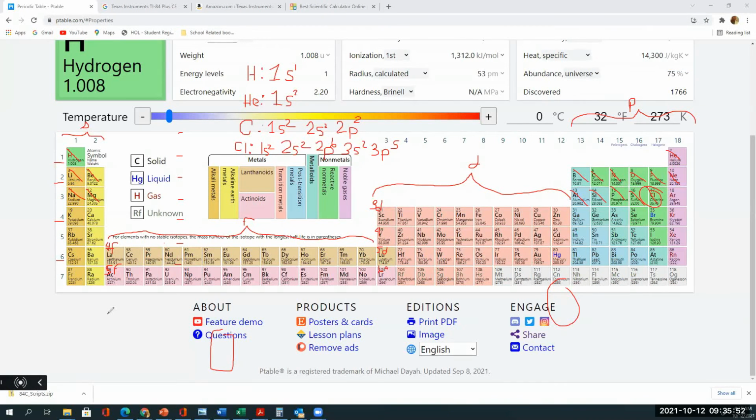Why does it do that? It does that because it's all based upon energy level. Since it's based upon energy level, they found that the 3D is actually a little bit higher than the 4S. So the way that we put all of these in order is based upon energy. Like the 1S is lower than the 2S. The 2S is lower than the 2P. The 3S is lower than the 3P. The 4S is actually lower than the 3D. And so that's why it has to shift.